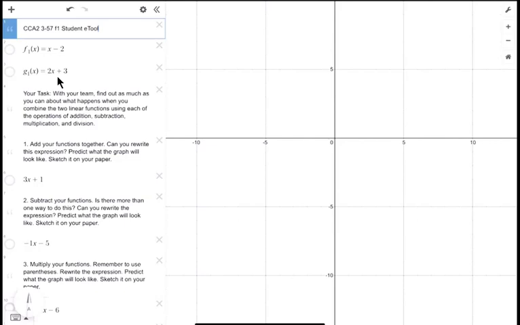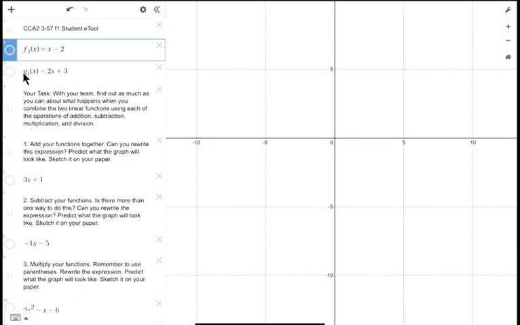Every time you click on a different problem, these f and g's will change. I went ahead and jumped into the game. These are left blank, where number 1 is to add the functions together. I just went ahead and fed in our answers that we came up with from the first page, just to save a little bit of time. So if you want, you can click right on the little circle.